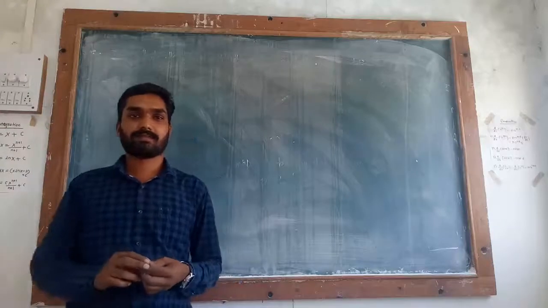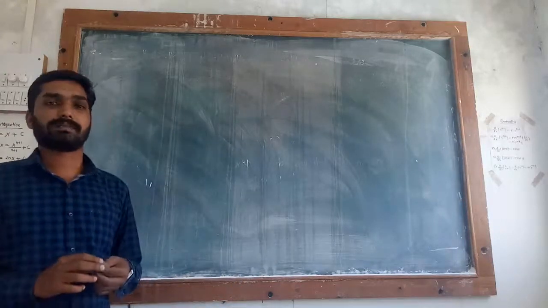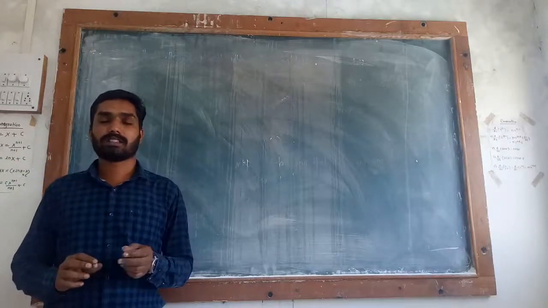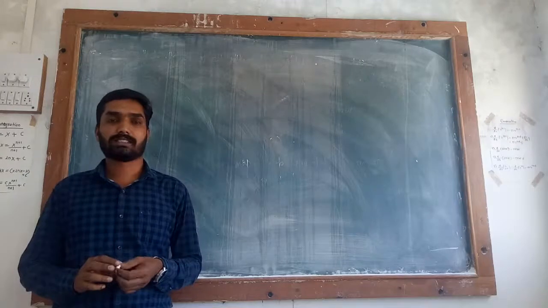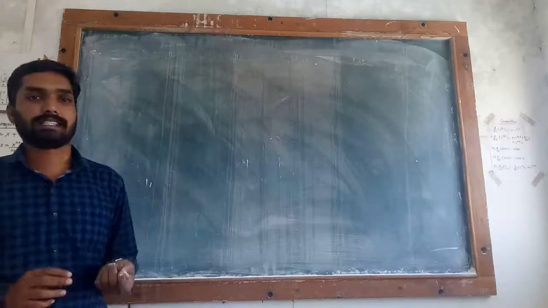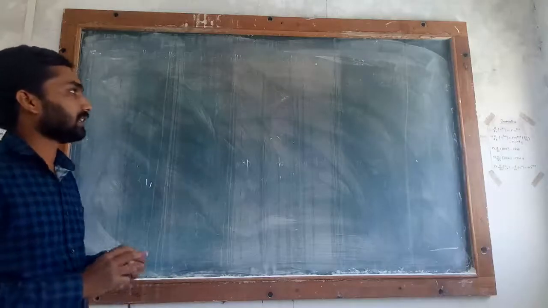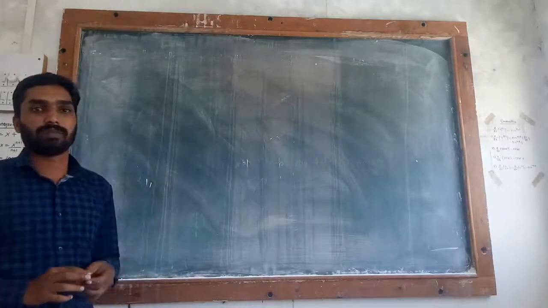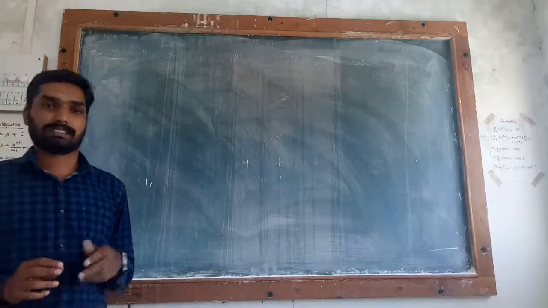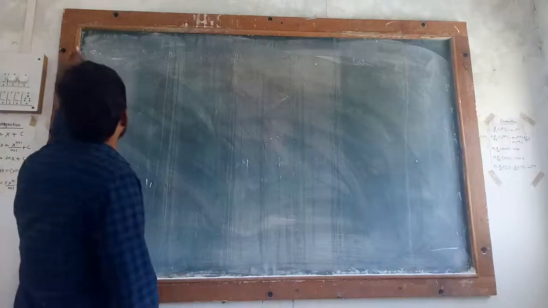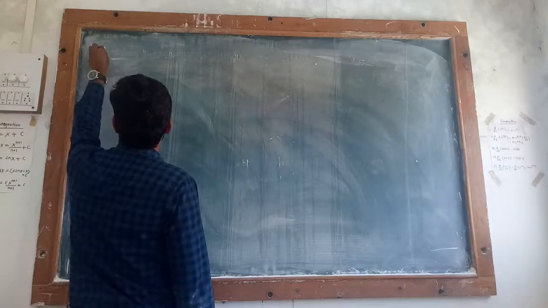Hello friends, in the previous lecture we have seen what is meant by prime numbers and composite numbers. Also we have studied Euclid's lemma. Today I am going to start a new topic, relation and equivalence relation. Before that I am going to discuss what is meant by Cartesian product. So I am going to start a new definition.